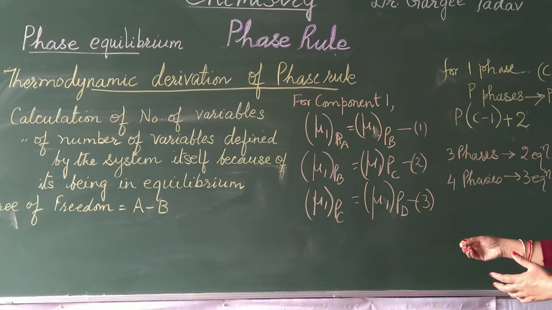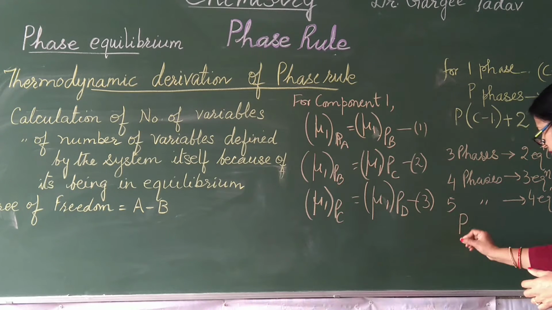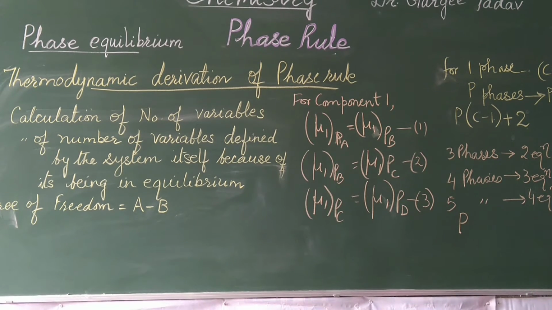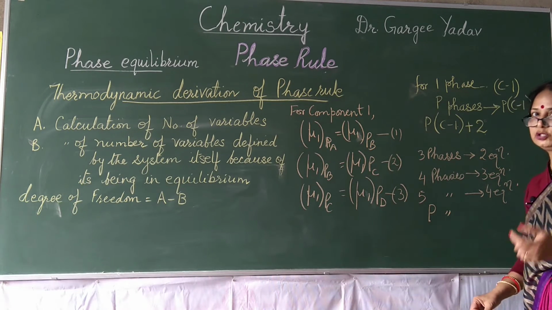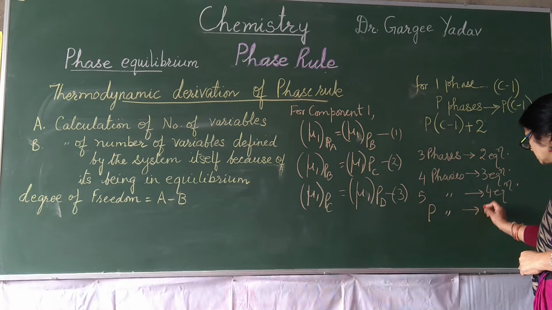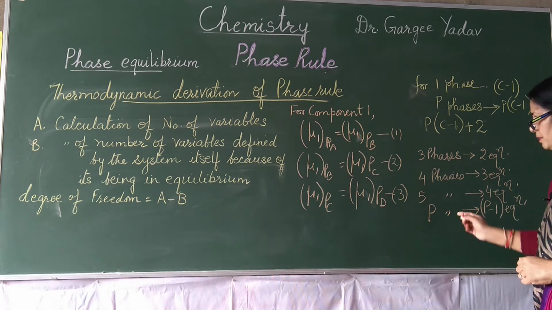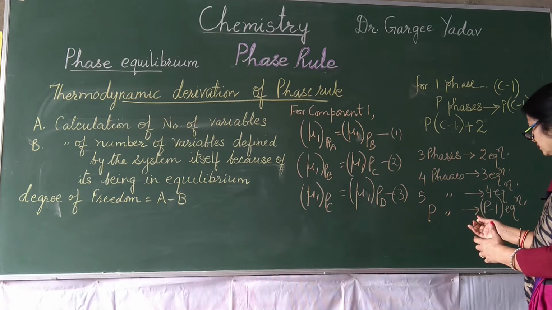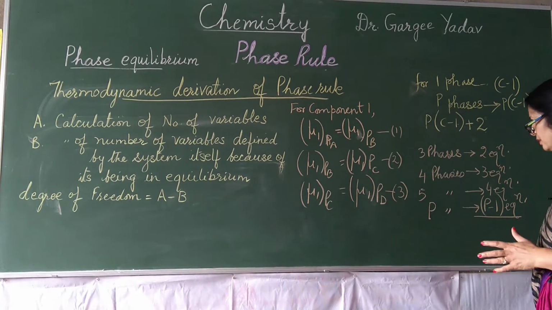Similarly, we can see that when there are five phases, the number of equations will become 4. This means for P phases, suppose there are A, B, C, D, and so on up to P phases, the number of equations that will be utilized will be P minus 1. So we will need P minus 1 equations to define the chemical potential equality for the P phases.